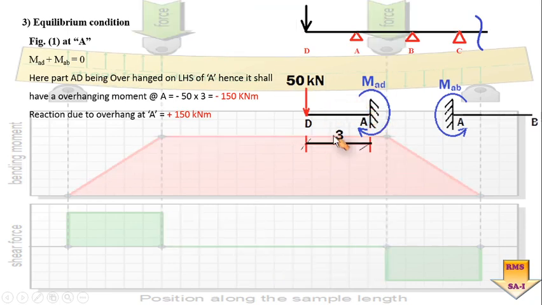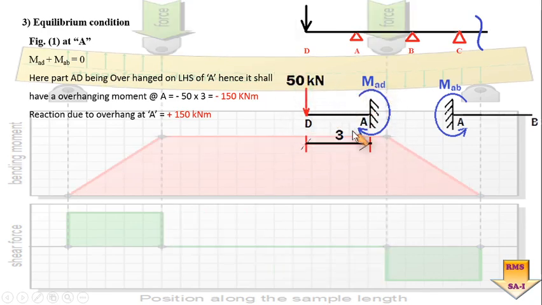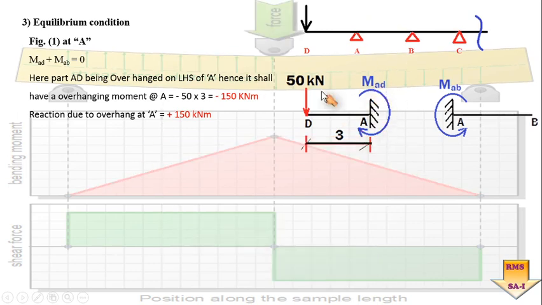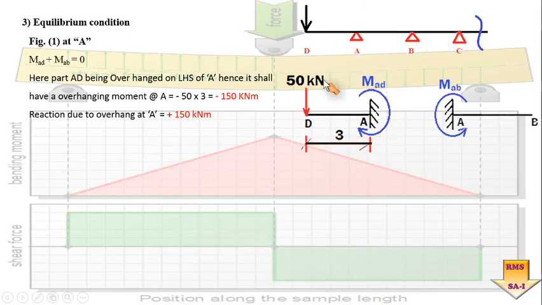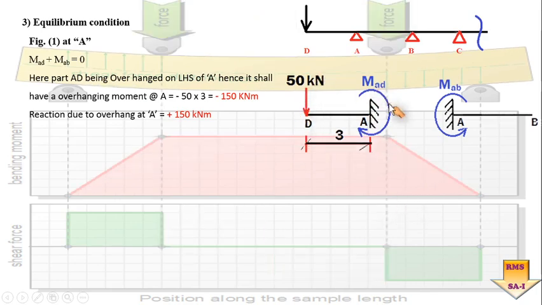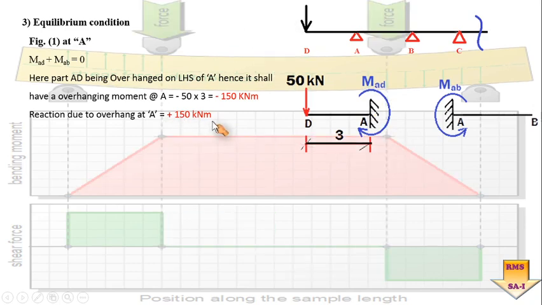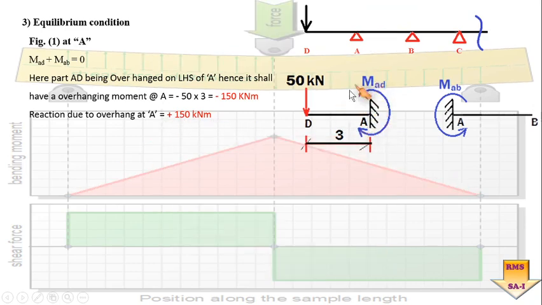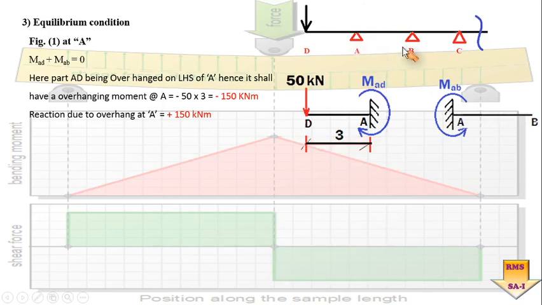Due to that moment, as this is the action happening due to the applied load, there has to be a reaction. So the reaction at this point will be MAD. This is resisting the overturning of this overhanging part of this particular beam. Is it okay? So action is anti-clockwise, so reaction has to be clockwise. So that's why I have taken it here. MAD should be equal to plus 150 kilonewton meter. Is it okay? Once you find out this particular MAD, as far as MAB is concerned, that we can find out by considering the individual span AB.